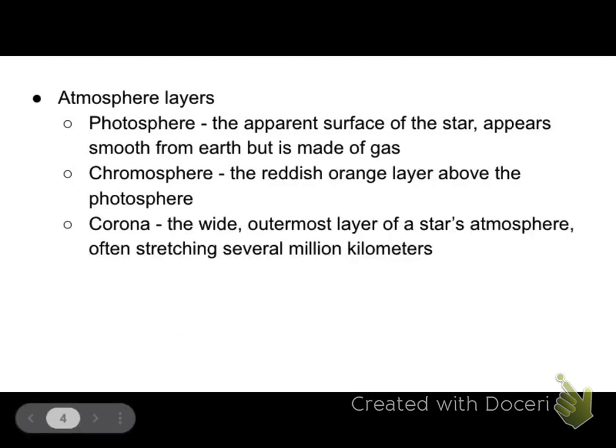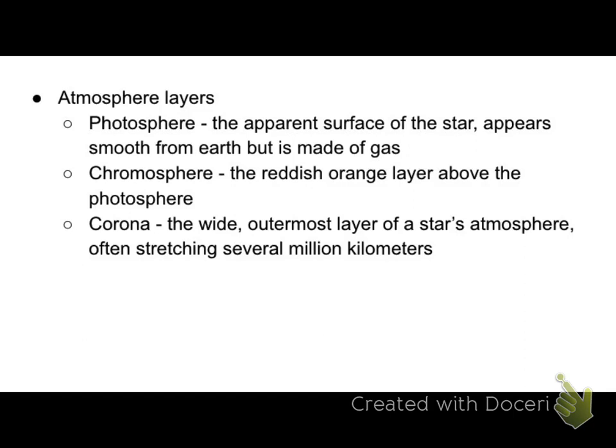Okay? The corona is by far the widest layer of a star's atmosphere. It's on the very outside, and sometimes the corona of a star can stretch several million kilometers. Believe it or not, some pieces of the sun's corona can actually interact with the Earth, even though we are 150 million kilometers from the sun. So, this layer is big.